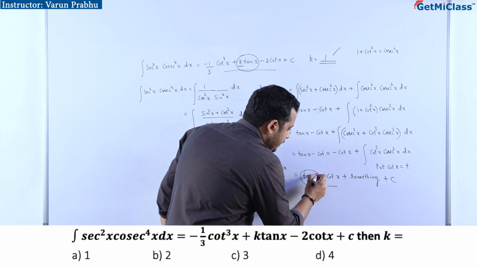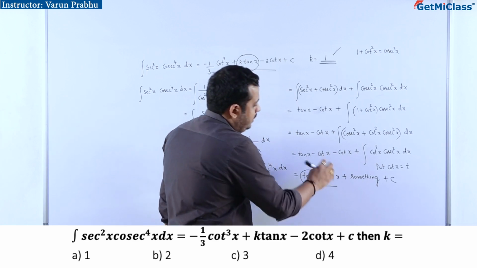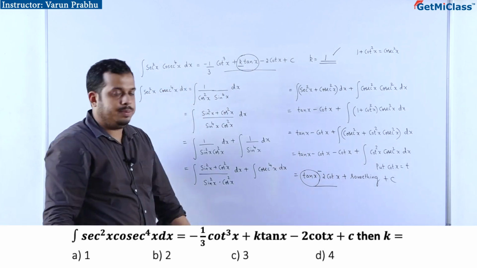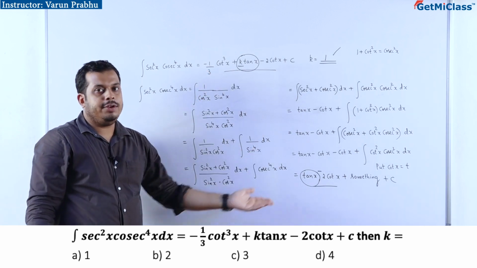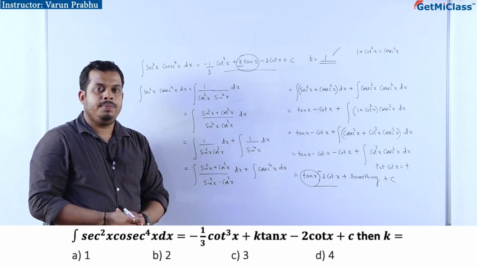Here you are getting tan x minus 2 cot x plus c. See, it's matching, right? Minus 2 cot x plus c. That something should be, what is it now? Minus 1 by 3 cot cube x. Definitely if you try to solve it. Is it okay? This is the answer.